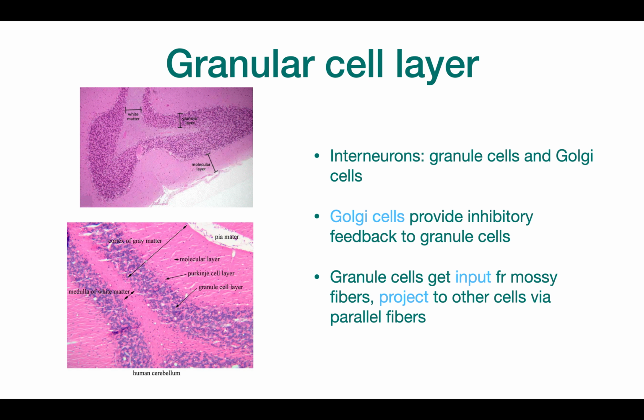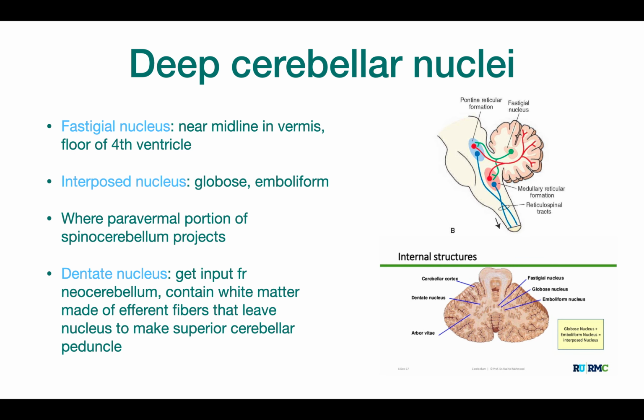The granular cell layer is made out of interneurons that are granule cells and Golgi cells. The Golgi cells are inhibitory, and the granule cells are projection fibers. The fastigial nuclei is near the midbrain in the vermis, just dead center. The interposed nuclei is going to be made out of the globose and the emboliform, and that's where the paravermal portion of the spinocerebellar projects.